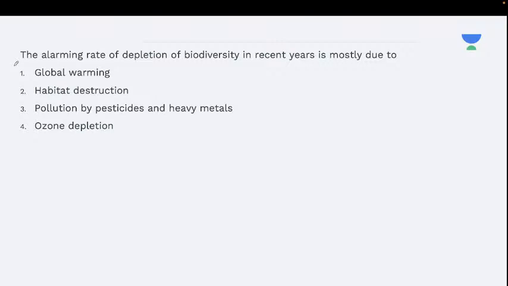The alarming rate of depletion of biodiversity. So you have to find out what is the reason for depletion of biodiversity. बायोडाइवर्सिटी कम होने का रीजन क्या है?